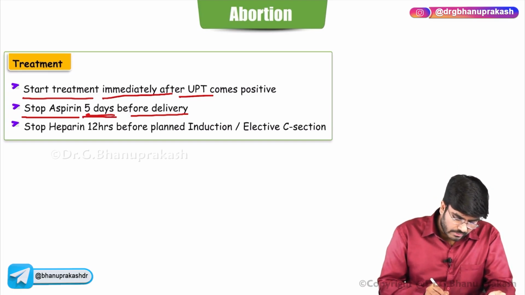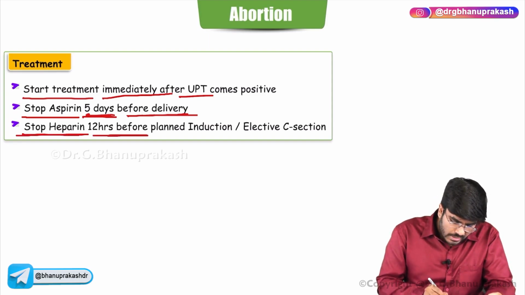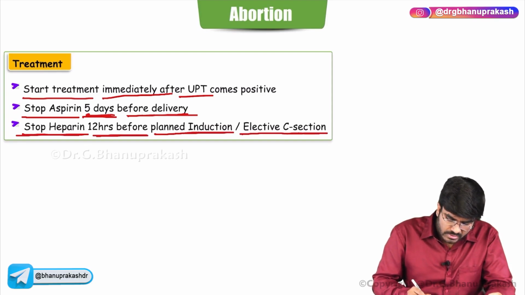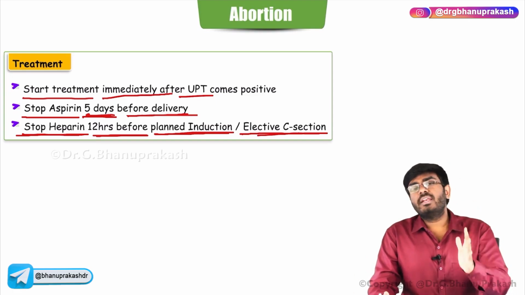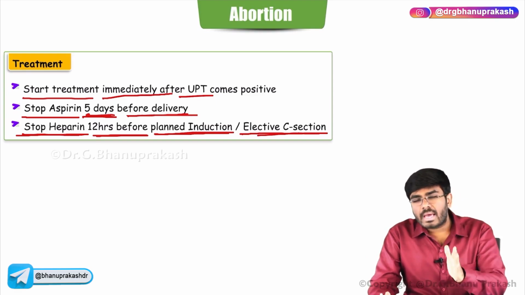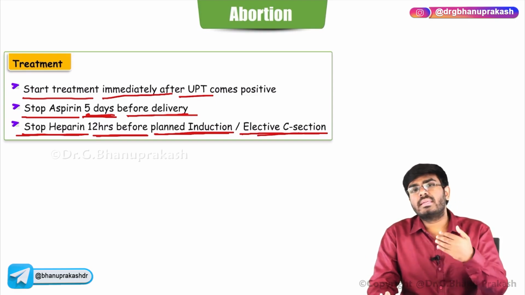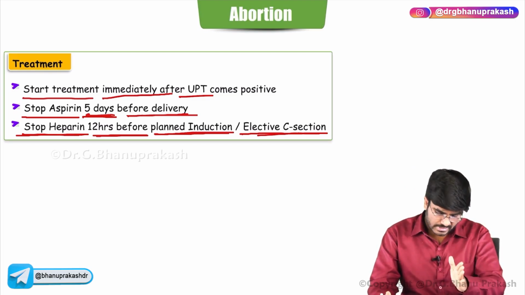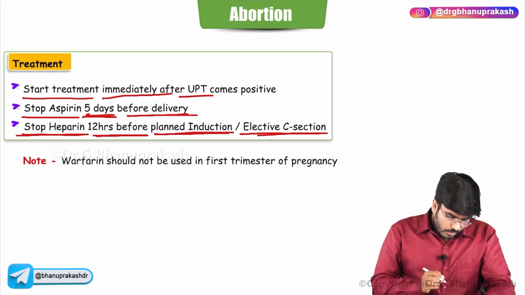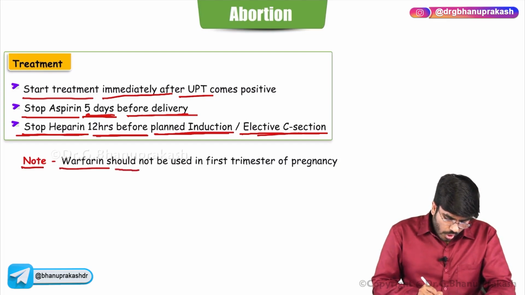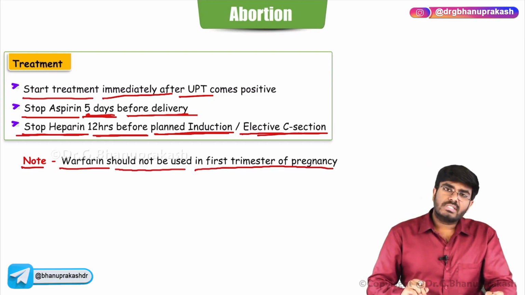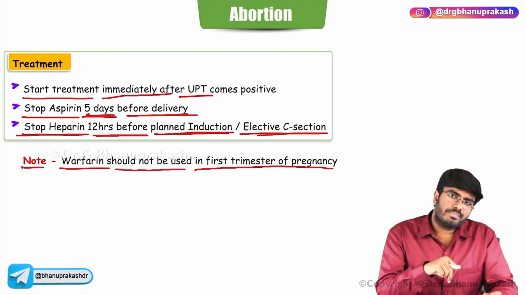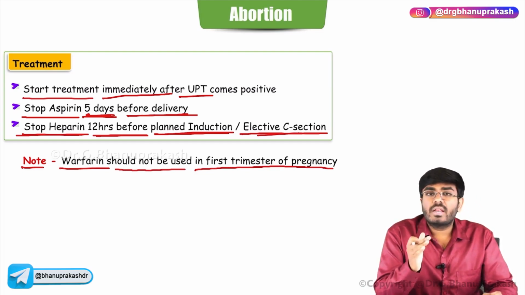So stop aspirin 5 days before delivery, and you have to stop heparin just 12 hours before planned elective C-section or planned induction for normal vaginal delivery. So stop aspirin 5 days prior, stop heparin 12 hours before planned induction of labor or planned C-section. Now, note, warfarin should not be used in the first trimester of pregnancy. We have already discussed that. But please concentrate, instead of warfarin, what exactly are we using? We are using heparin, aspirin plus heparin.